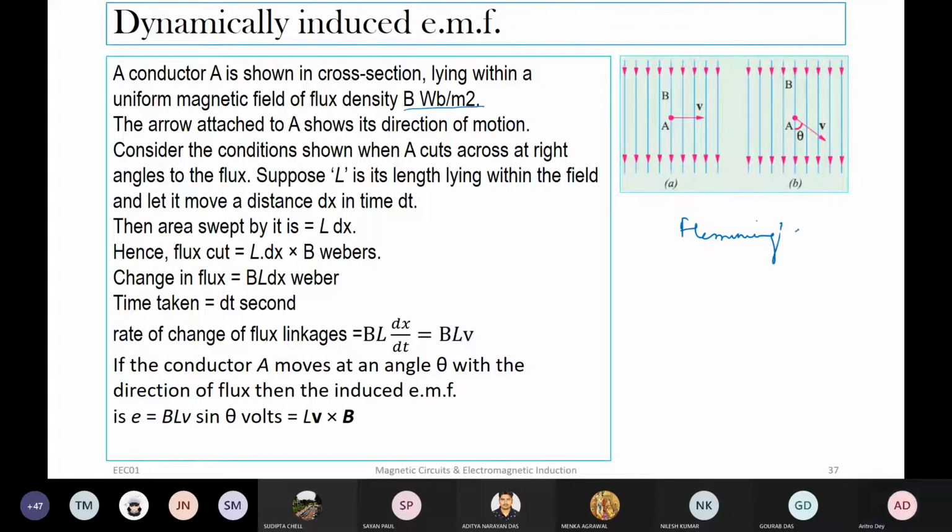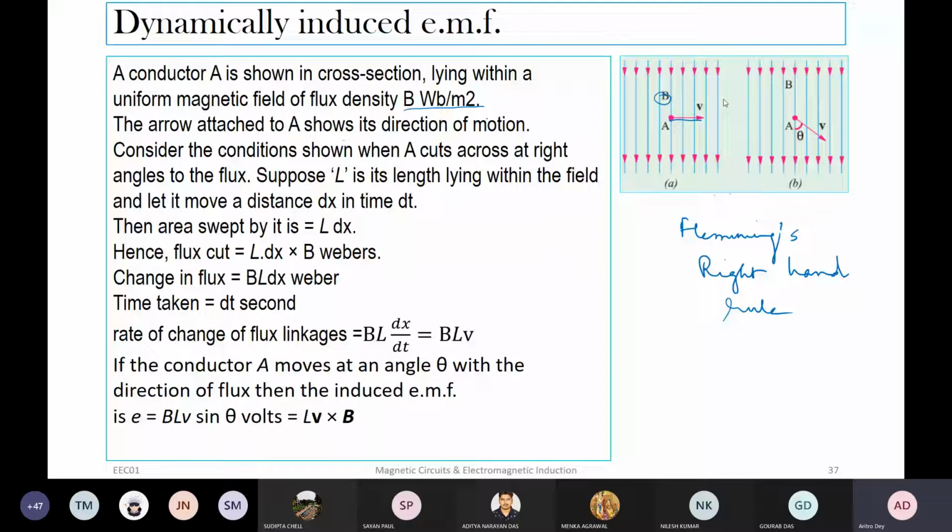because the right hand rule is your generator rule, isn't it? So what does it say? Here you see we have a uniform magnetic field of flux density B, as shown, in a direction like this. And you have a conductor which has a cross section area A, shown here. So A is shown in cross section lying in the uniform magnetic field. The arrow attached to A shows its direction of motion. If it is moving, then only there will be flux linked with the coil.